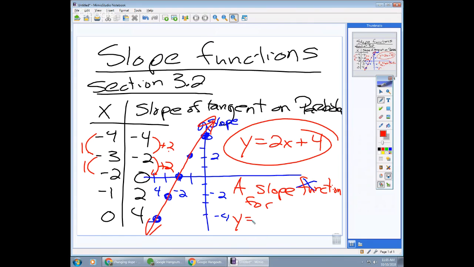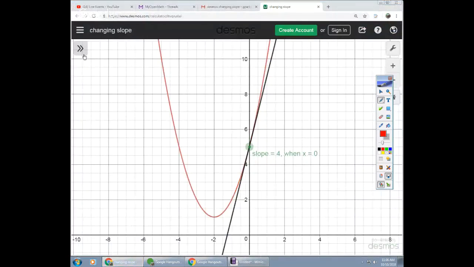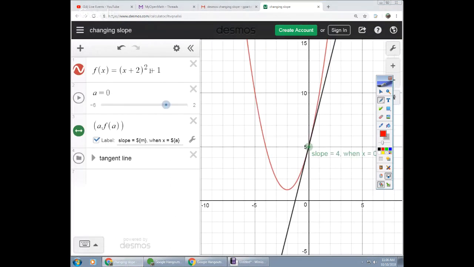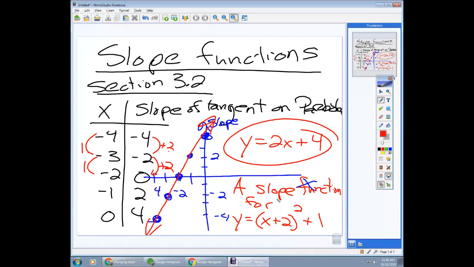Let's see the other parabola I started out with. I believe it was y equals (x plus 2) squared plus 1. Yeah, that's the one right there. So we found a slope function here, which is kind of neat. So now instead of having to use the definition of the derivative at a particular point and do the calculation, we can do it a slightly different way. So we're going to try this in 2 different ways.